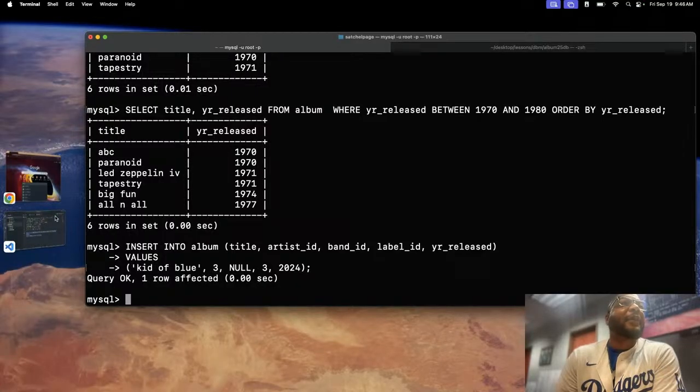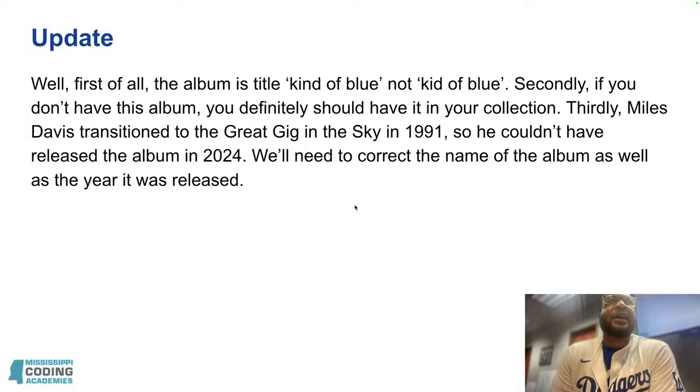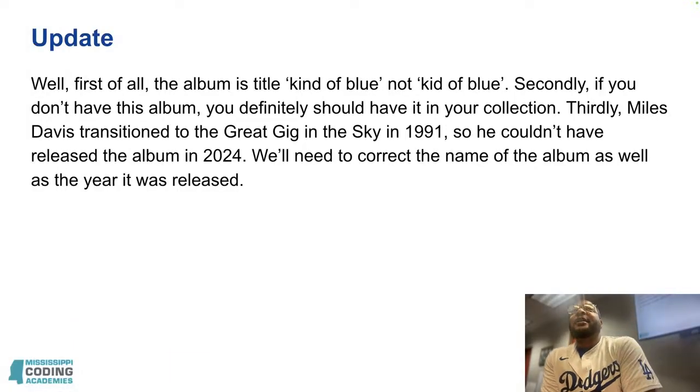All right, so I put in some data that's incorrect on purpose. First of all, the album is titled Kind of Blue, not Kid of Blue. Secondly, if you don't have this album, you definitely should have it in your collection, because you should. It's one of the best ever. Thirdly, Miles Davis transitioned to the Great Gig in the Sky in 1991, so he could not have released this album in 2024.